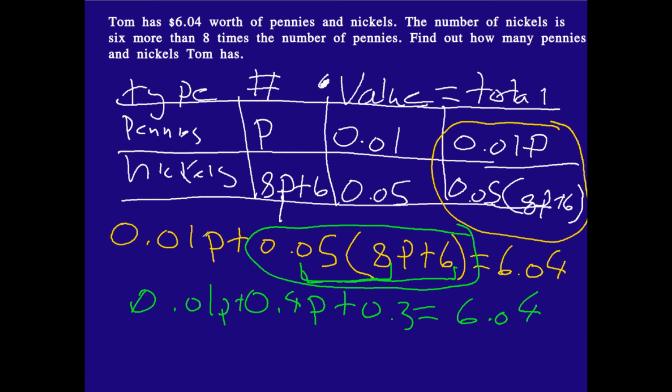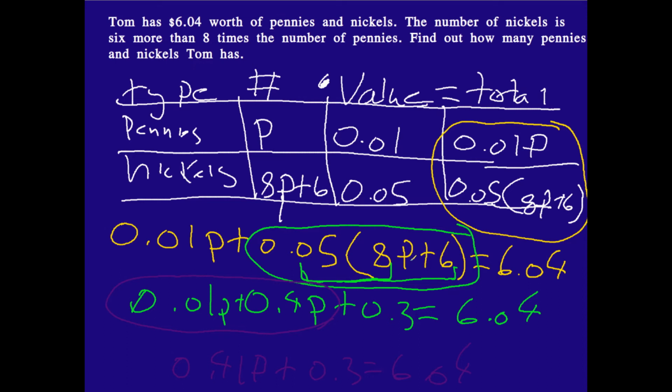Now we want to combine like terms. So in this particular instance, we're going to combine the 0.4 and the 0.01. That's not too difficult. And so what we get down here at the bottom is 0.41p plus 0.3 equals 6.04. That's what we have.